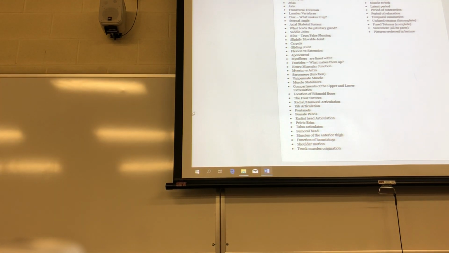Vertebral artery goes through it. Remember stroke and stuff? It's very common to happen with the vertebral artery. The vertebral artery. Okay?